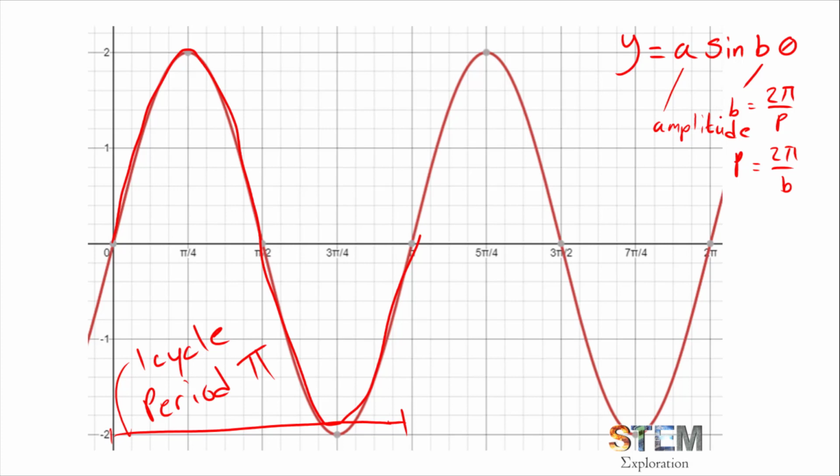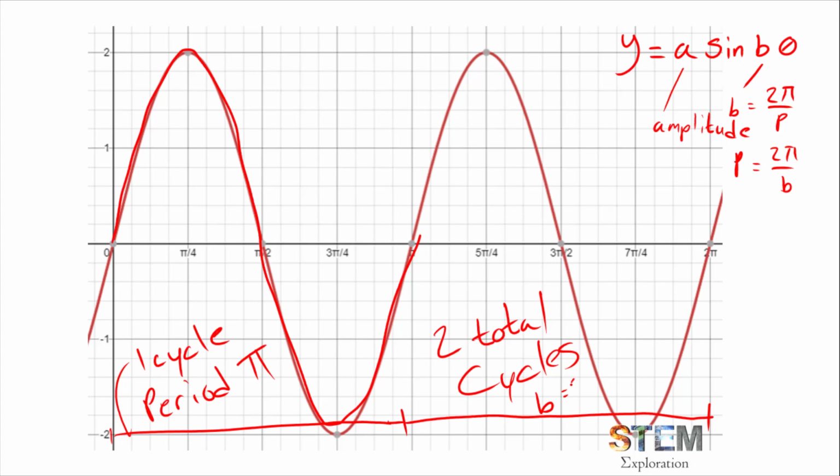So what I can do is plug in pi for p here, and I could see that the b value should equal 2, or I can just continue this a little further and say, oh, there's 2 total cycles. And if there's 2 total cycles, that means b is equal to 2.